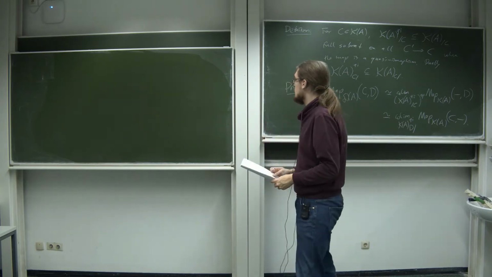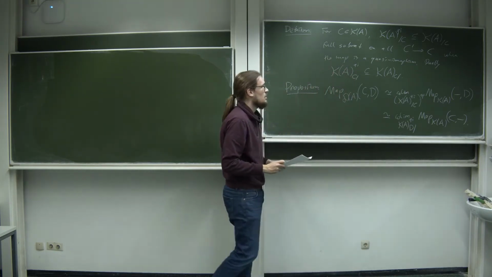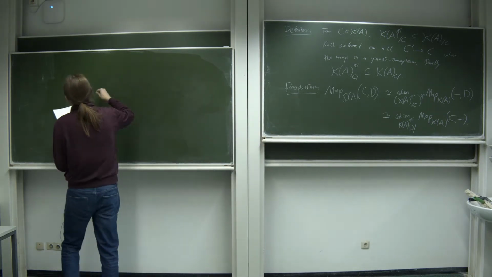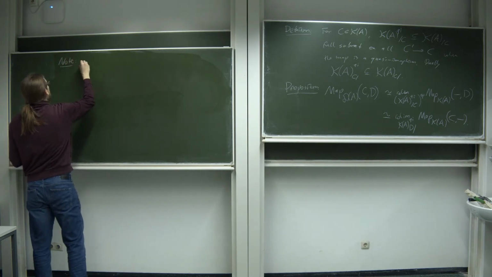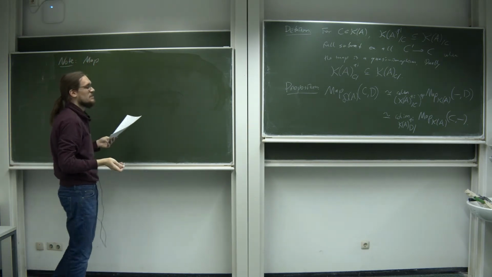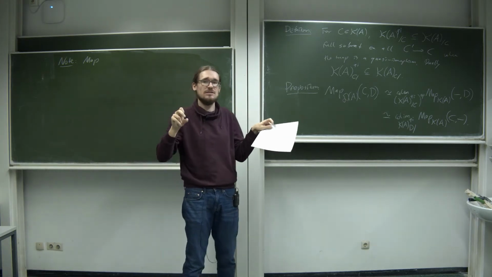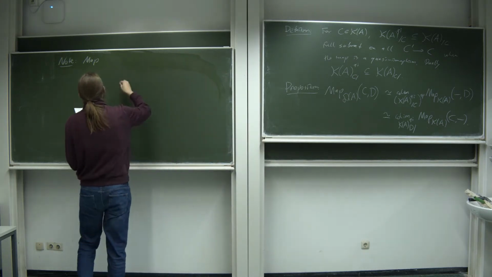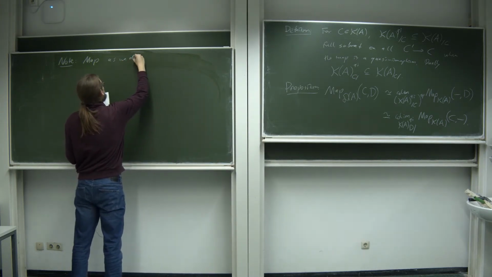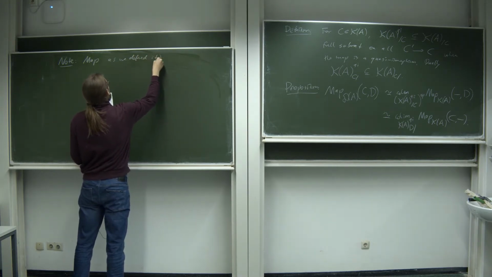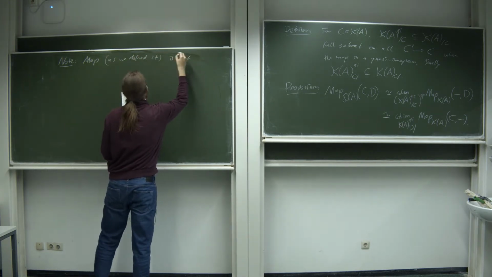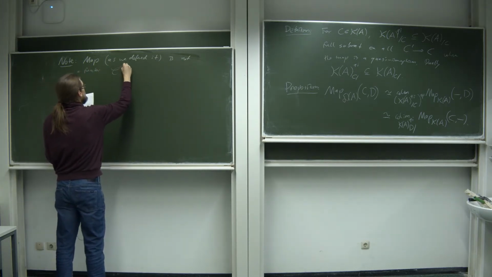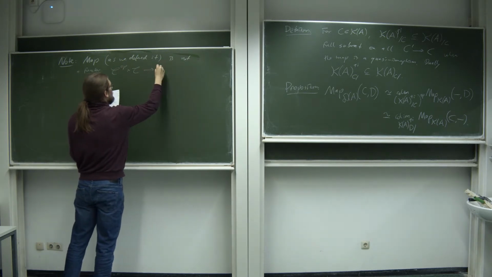So here I want to note something. In principle, this is a little bit sloppy. The problem is that map, as we defined it, right? We defined for any two objects of an infinity category a mapping space. So as we defined it, it is not a functor from, say, C op cross C to spaces.